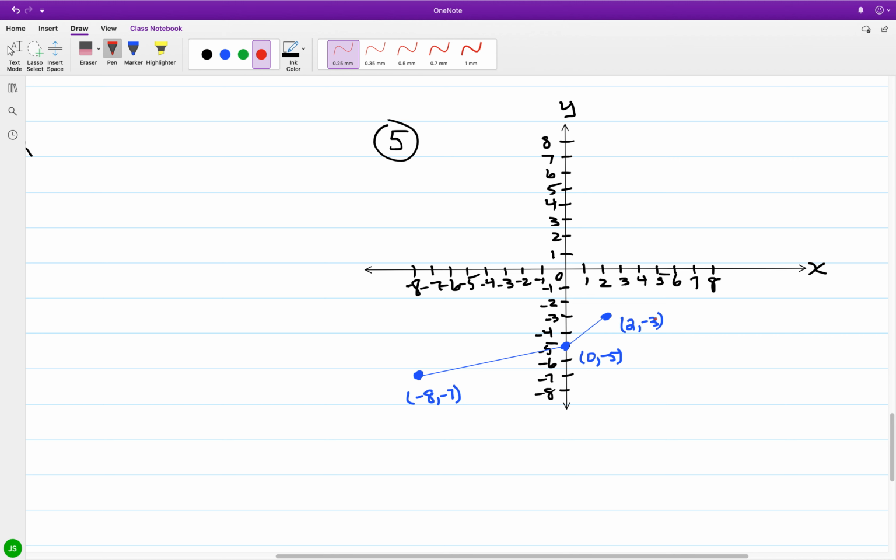That means that the inverse function will have -3, 2. So you have -3, 2. Also, while the function has 0, -5, the inverse will have -5, 0, which would be, in this case, on the x-axis, and where we have -8, -7, we end up with -7, -8. And so, well, let me move this ordered pair over. And again, so we have -7, -8.